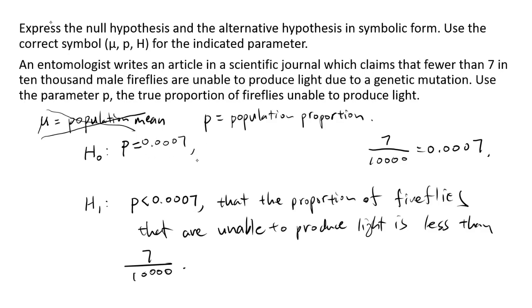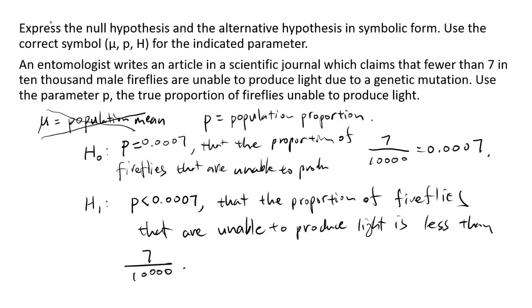Okay, and the null hypothesis would be that the proportion of fireflies that are unable to produce light is equal to 7 out of 10,000. Okay, so that's the null hypothesis.